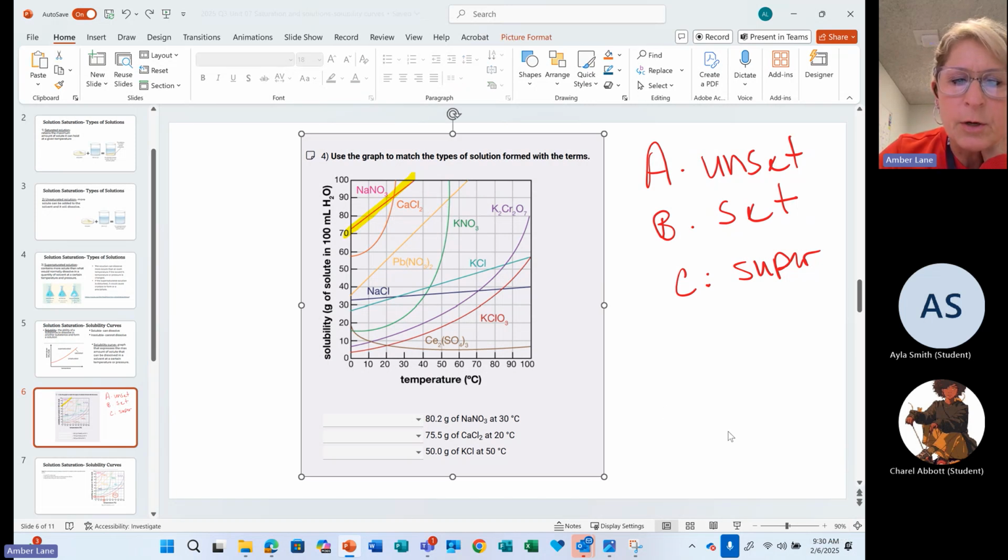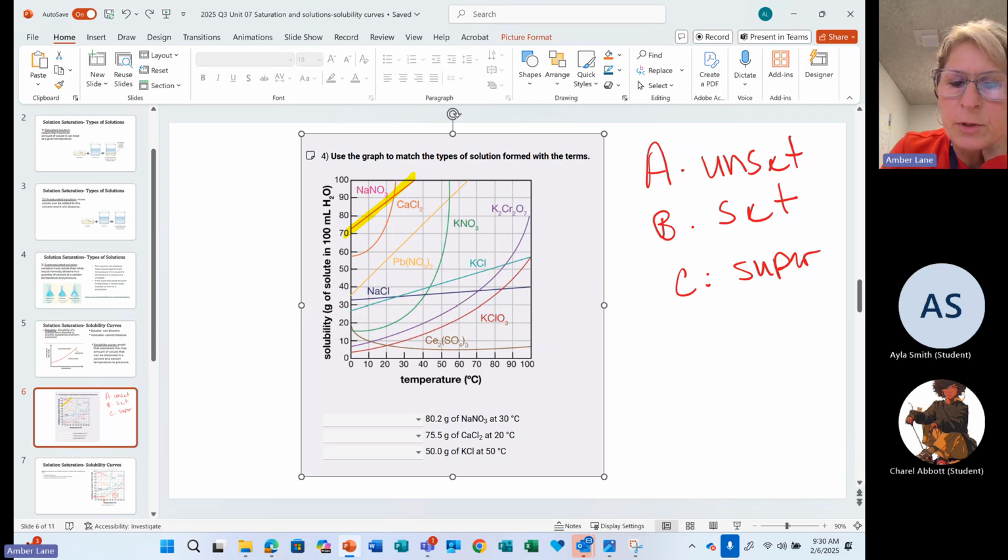Okay. So I'm going to get up to 80.2. So that's just a little bit over 80 right here. And so that's going to be, oh, my line just disappeared. So that's going to be under my line, under my solubility curve. So that would be considered an unsaturated solution because it's underneath that line.